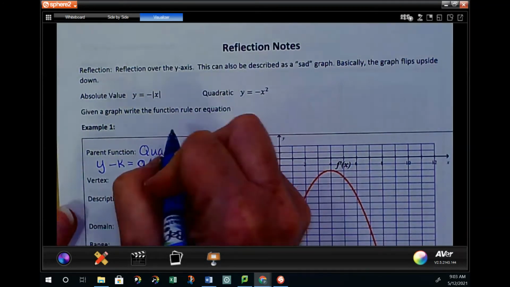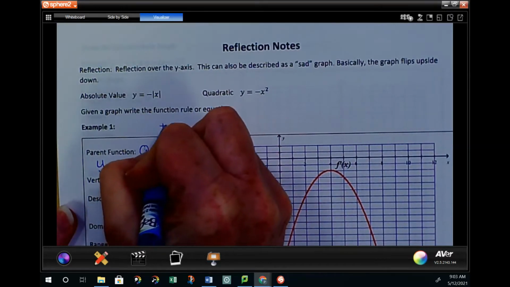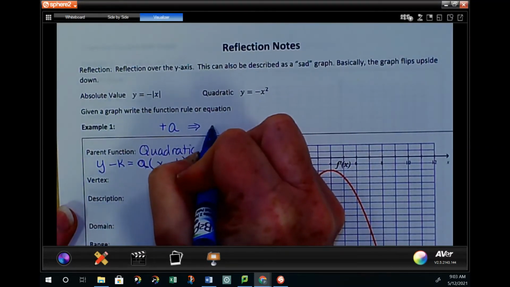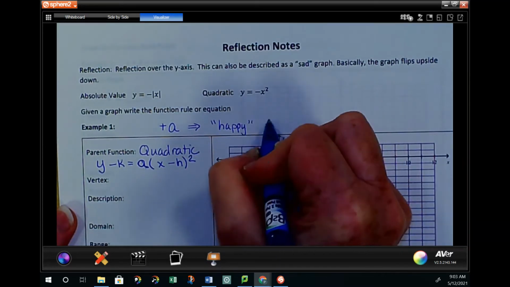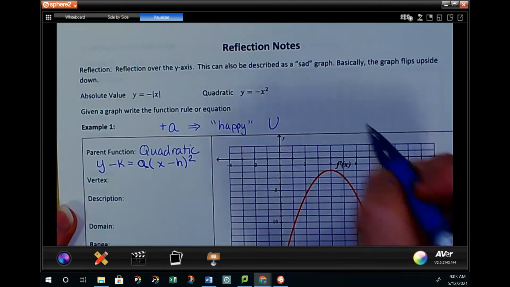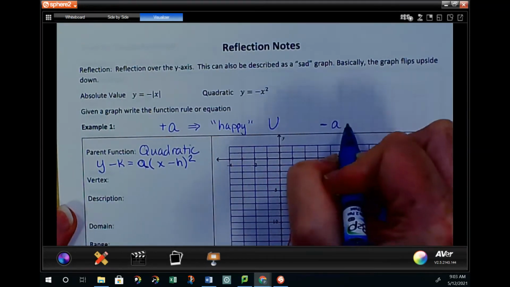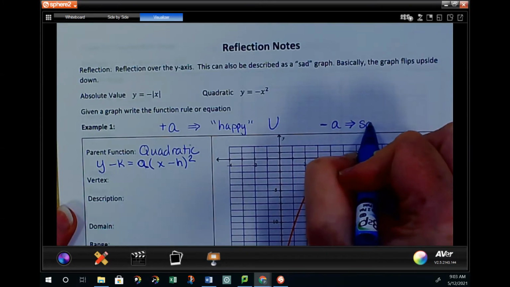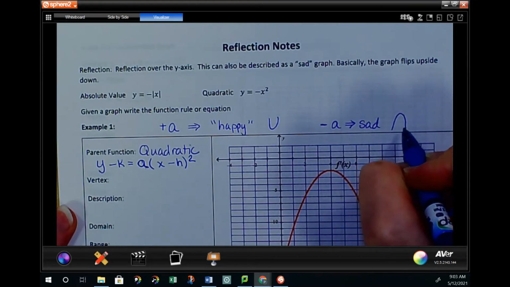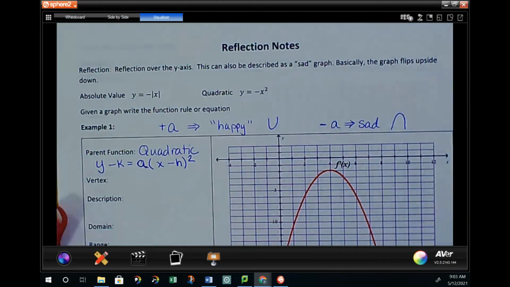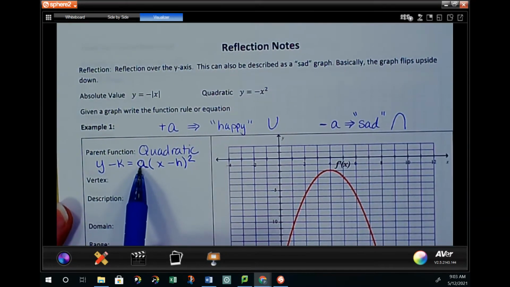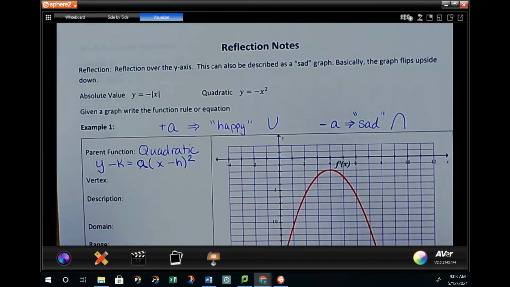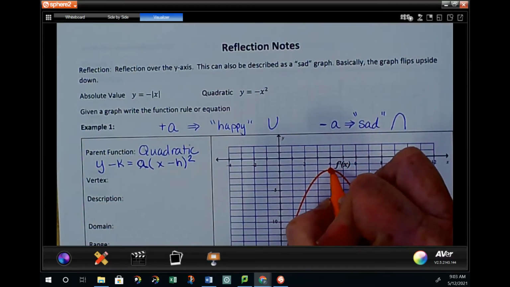And that letter a, if it's a positive a, then I'm going to say that this is a happy graph. It's going to go like that. But if it is a negative a, then it is going to be sad, and it's going to go upside down. It's going to be a sad U. So that's where I'm talking about happy and sad. It depends on whether a is positive or negative. So we're still talking about our vertex. My vertex is right there.